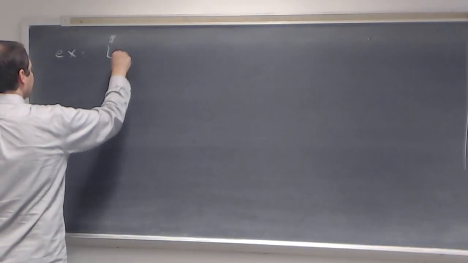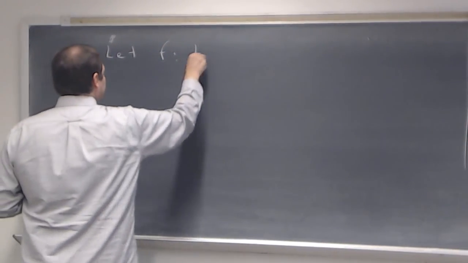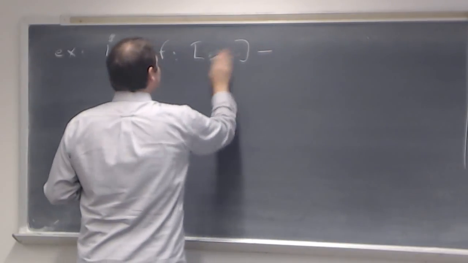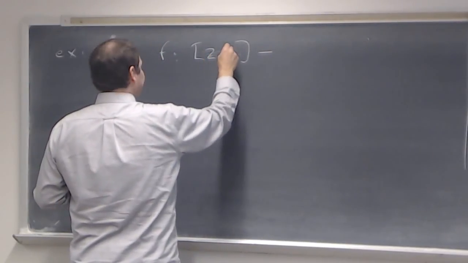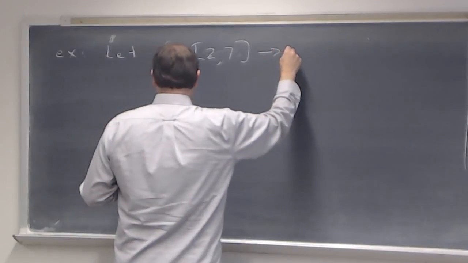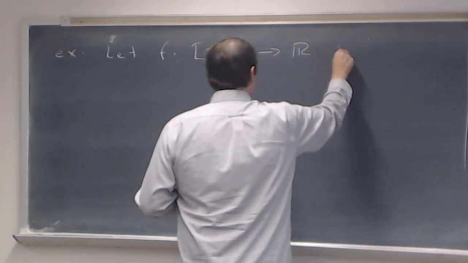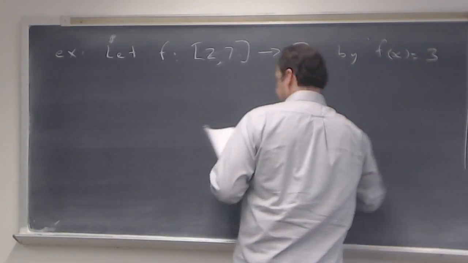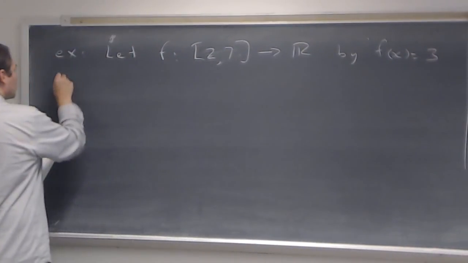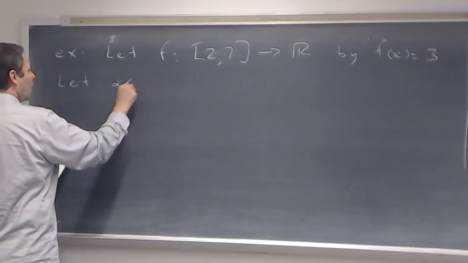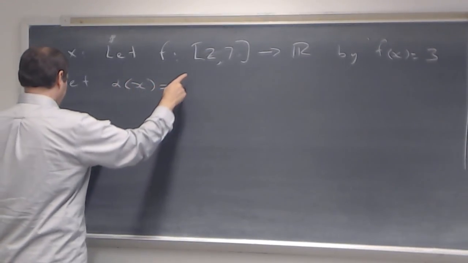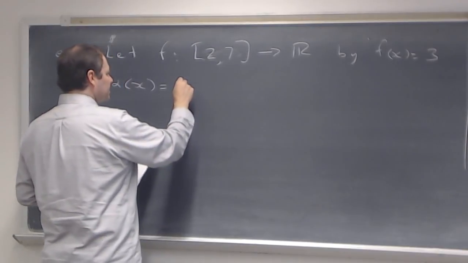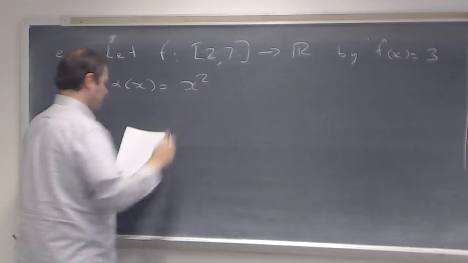So we're going to let f go from a to b. Instead of a to b, let's give a specific a to b, let's say from 2 to 7 into R. And we're going to define it by f of x is equal to 3. And we're going to let alpha of x be defined on 2 to 7 as well, and what it's going to be defined to be is x squared.